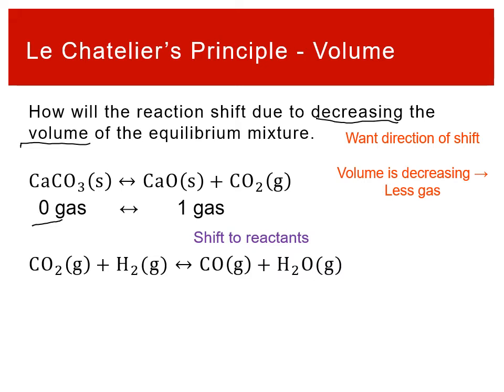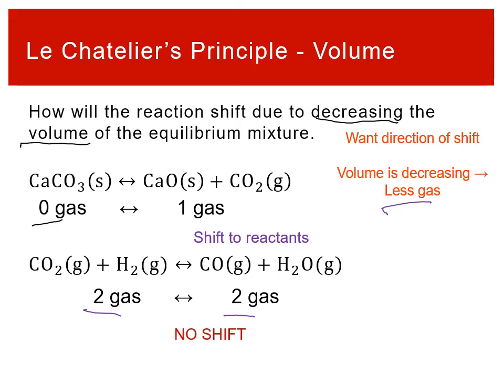In this case, again, I want to count them up. I can see all my coefficients are 1. So I have 2 gas molecules on the reactant side, 2 gas molecules on the product side. And we said we wanted the side with less gas. In this case, 2 and 2 are the same. There is no side with fewer gas molecules.